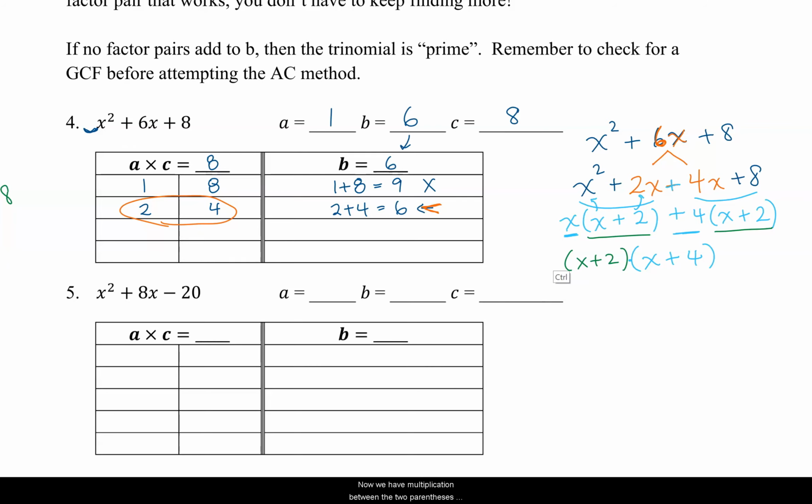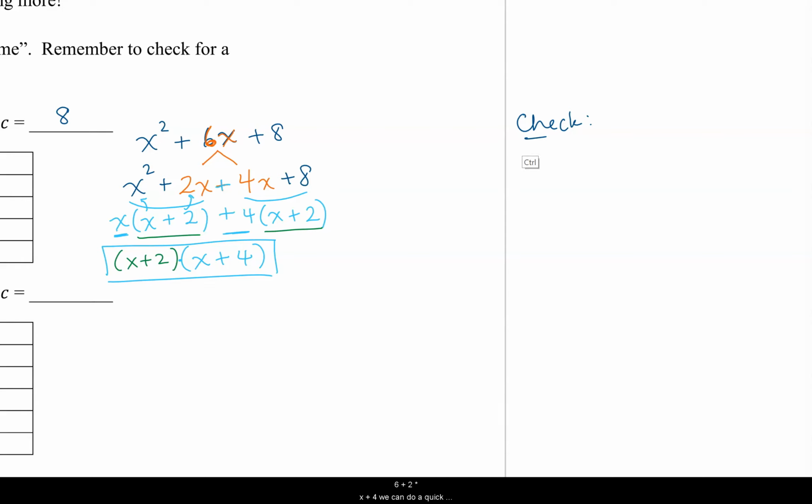Now we have multiplication between the 2 parentheses. That is our final answer: x plus 2 times x plus 4. We can do a quick check with our work. x plus 2 times x plus 4.